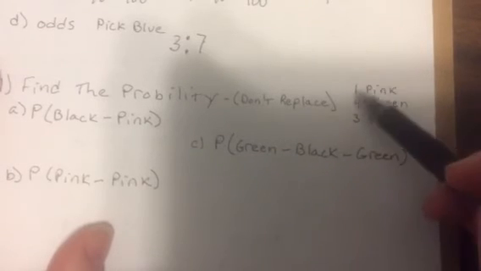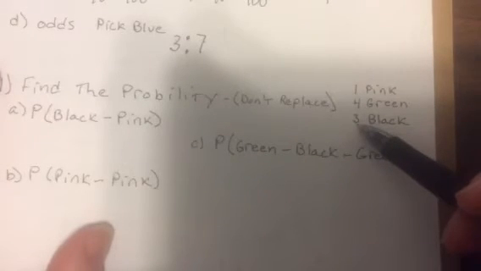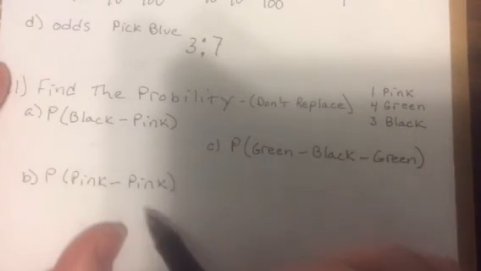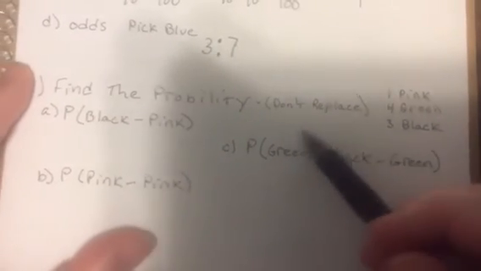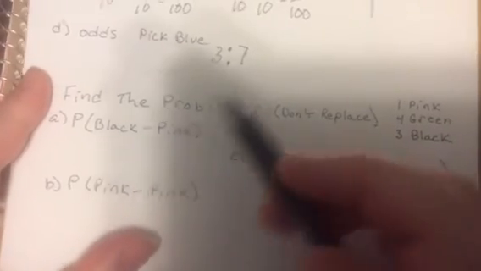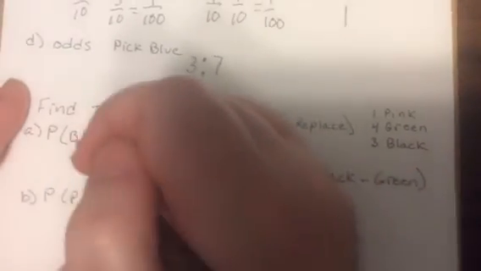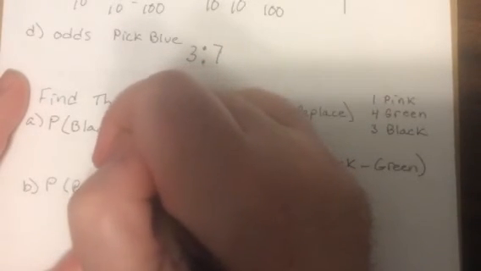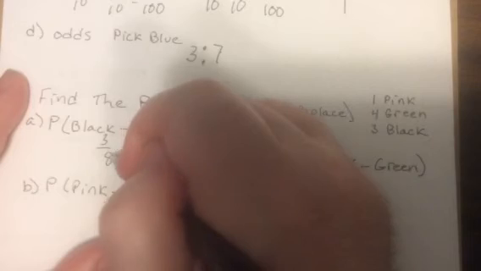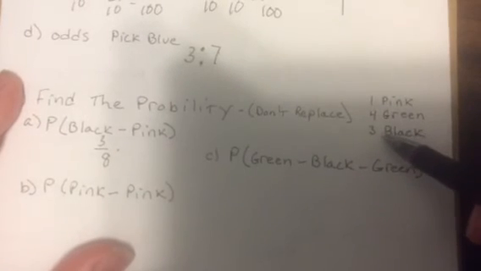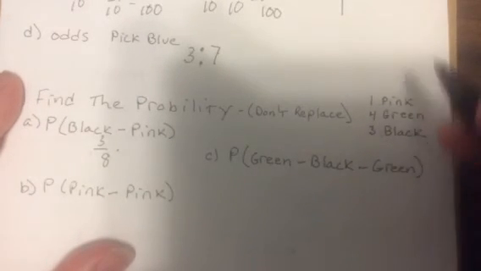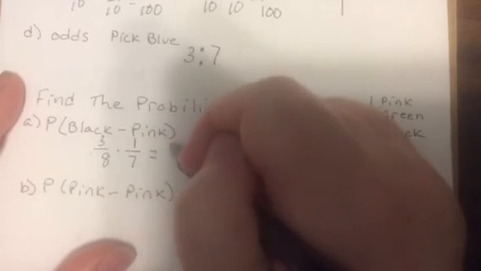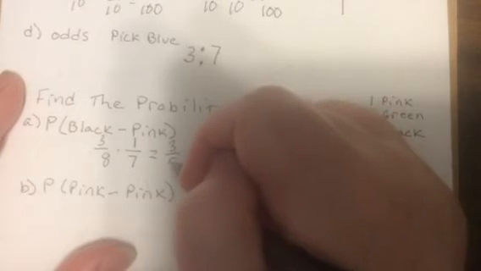So we've got 1 pink, 4 green, 3 black. I don't want to replace it, so I pick it and throw it away, although each problem is separate, so I start with the same marbles. What's the probability of black then a pink? Well, I have 3 black out of 8 marbles, 1 plus 4 plus 3. So it'd be 3 out of 8 times. Now, one of the blacks is gone, so I'm down to 7 marbles. There's 1 pink left out of 7, so it'd be 3 over 56.